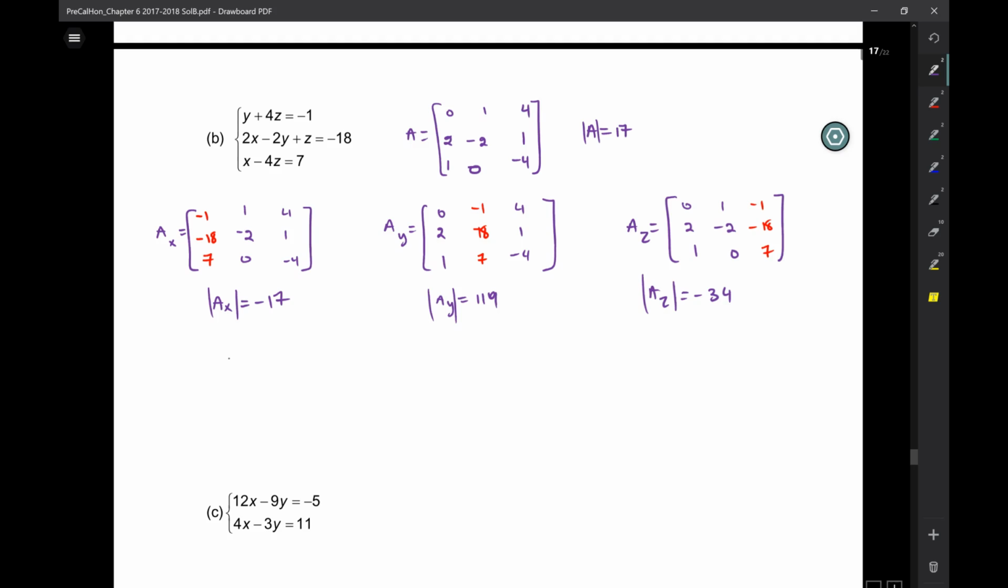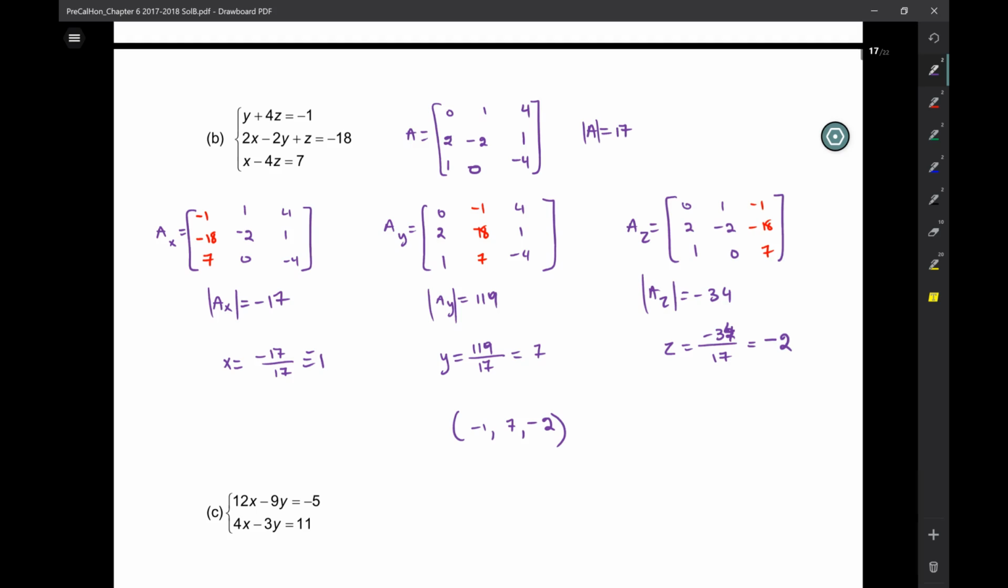So now, x is just -17 over 17, which is 1. Y is 119 over 17, which is how much? What's y? 7. And z is how much? -2. Right? So the answer is -1, 7, -2. All right? Okay? So there we go.